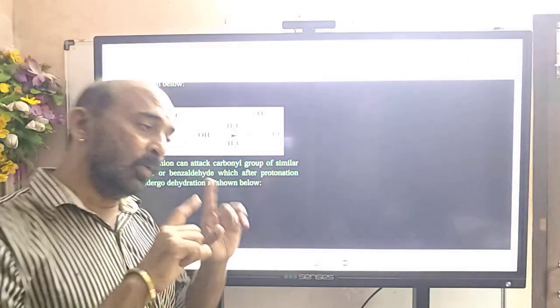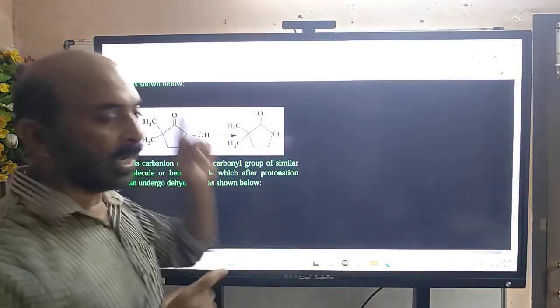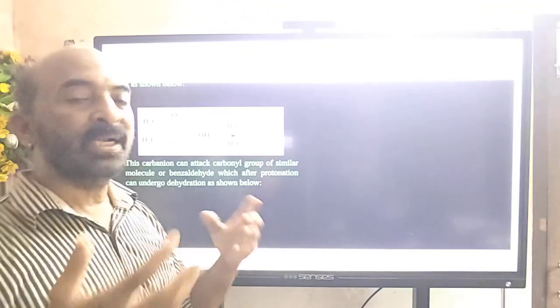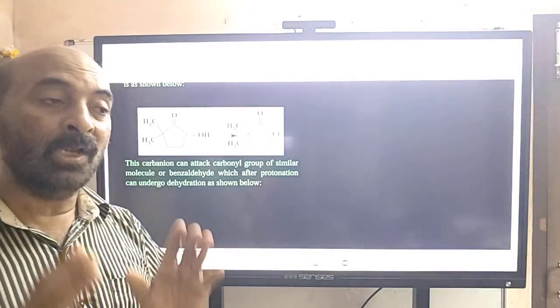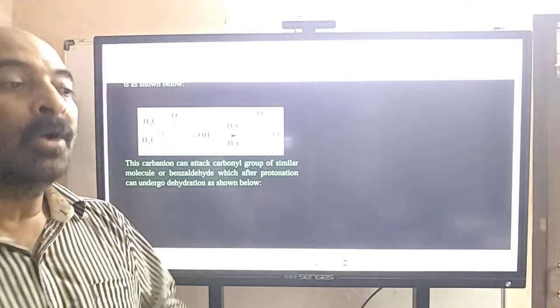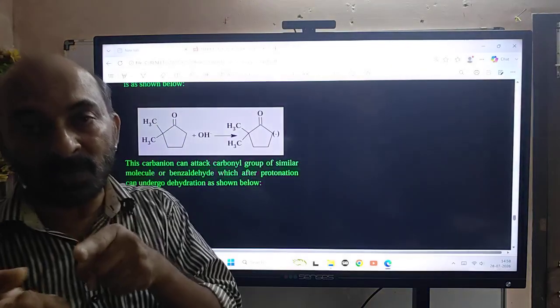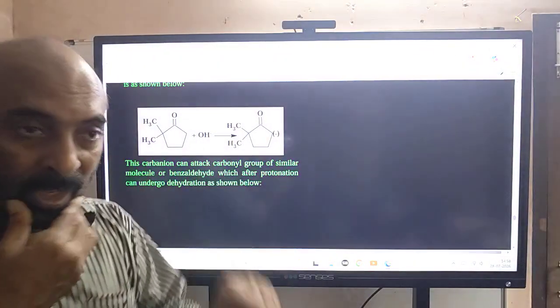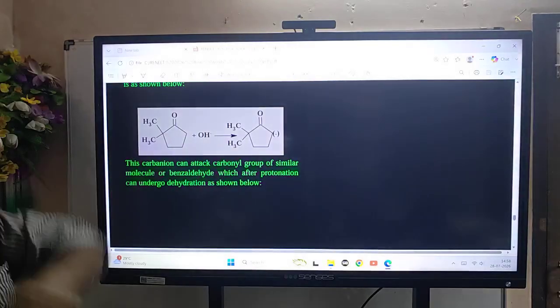You have taken 2 different types of carbonyl compound. One is this ketone and the other is benzaldehyde. Benzaldehyde does not have alpha hydrogen. So, benzaldehyde cannot take part in the first step. Only this ketone alone can take part in the first step of forming a carbanion. What I mean is, the carbanion is formed from this compound only, not from benzaldehyde.